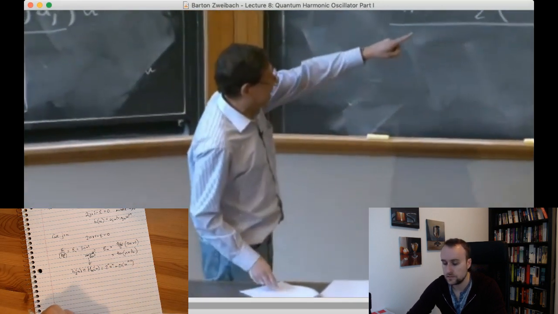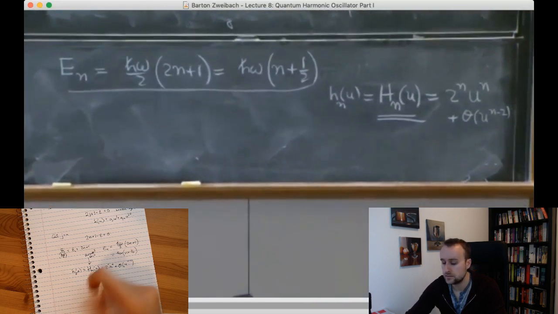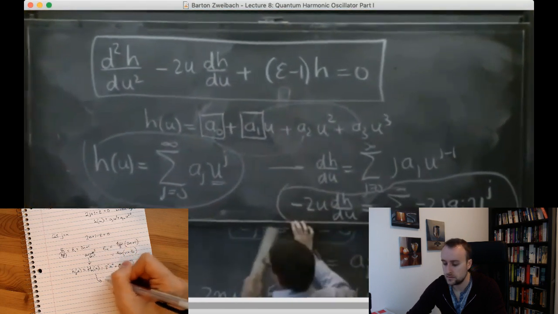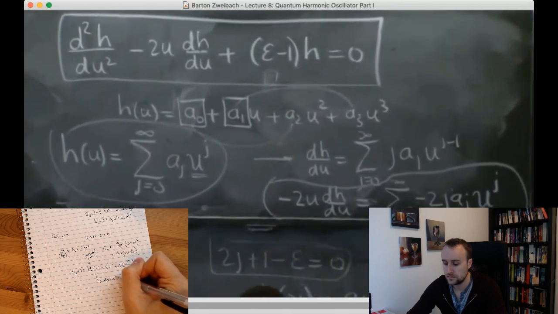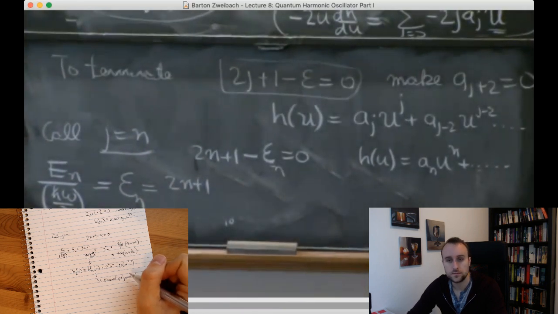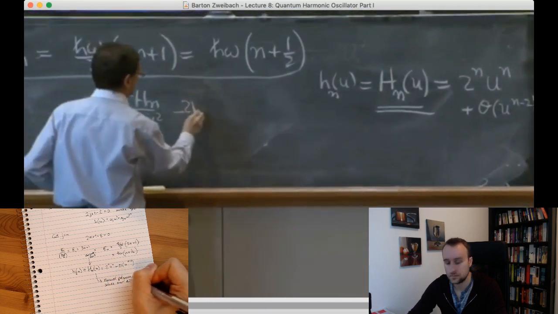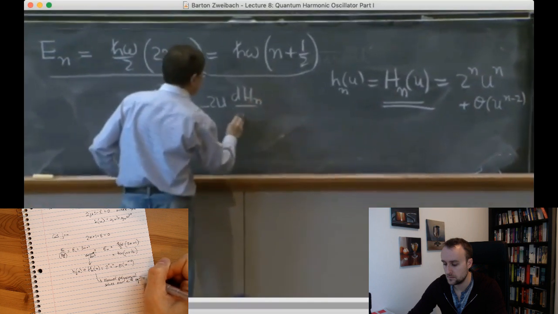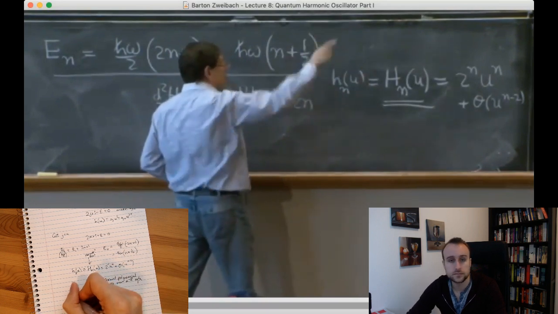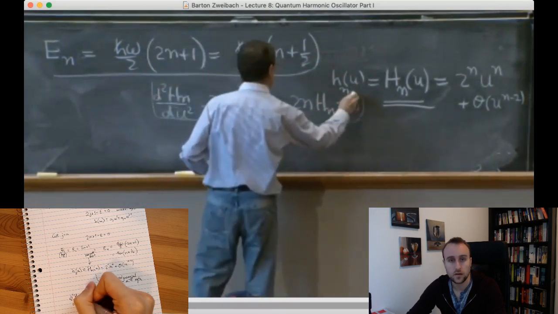Just for reference, the Hermite polynomial, if you're interested in it, is the one that solves this equation, and the Hermite sub n corresponds to E sub n, which is 2n plus 1. So the Hermite polynomial satisfies this: minus 2u dHn/du plus 2n Hn equals 0, because En is 2n plus 1. That's the equation for the Hermite polynomial.